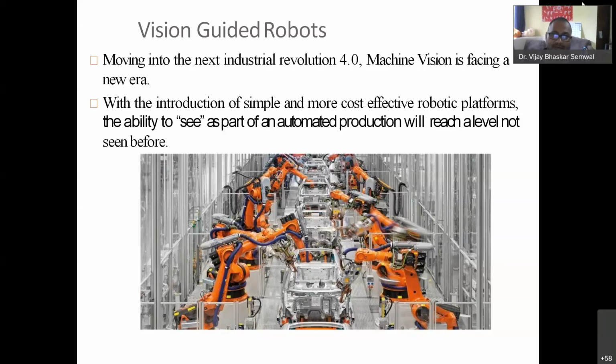So machine vision is facing a new area. With the introduction of simple and more cost-effective robotic platforms, they are replacing human beings, and they are as precise as human beings. Many times a human being cannot hold the object and we require the help of another human being, but a robot can do this. So automated production reaches a level not seen before.